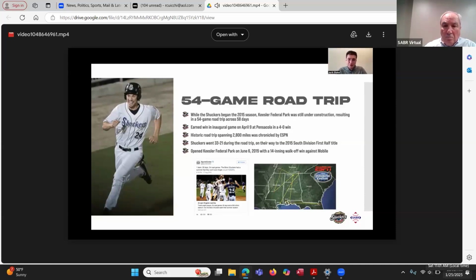They opened Keystone Federal Park at the time. It was MGM Park on June 6, 2015. And the story goes, and it's a wild story. So you look at the map, they were in Birmingham, but they came back to Biloxi. And the night before, they had played a wild game. It went late into the night, obviously before the pitch clock, an over 4-hour game, and they got the win. They get on the bus and they drive back home.